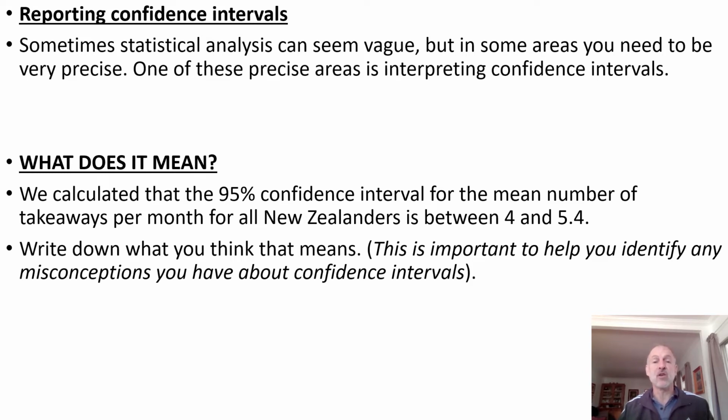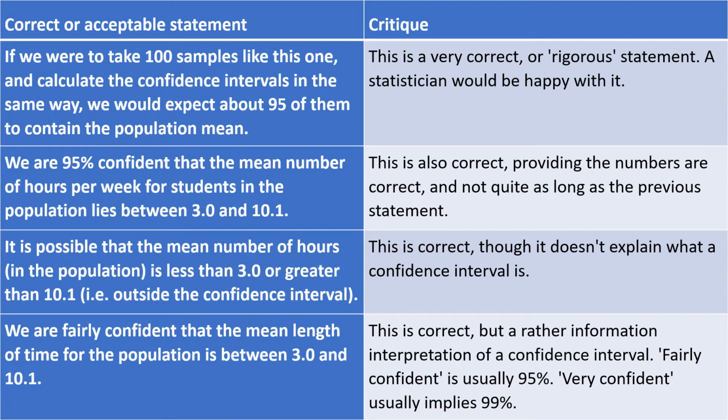This sentence here: we calculated that the 95% confidence interval for the mean number of takeaways per month for all New Zealanders is between 4 and 5.4. And people, the reason why this is important to do is to help you identify any misconceptions that you might have about confidence intervals. Okay, people, there are several different statements that students made in the past, and we're going to look at them.